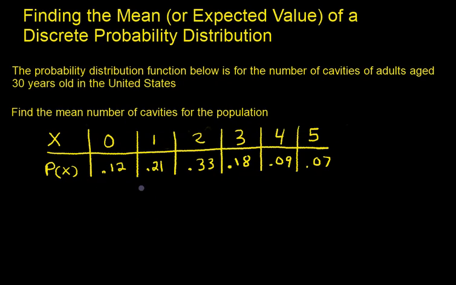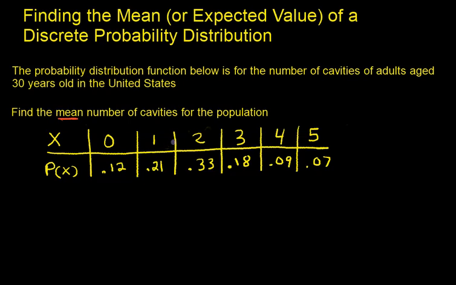Now we can always double check that this is a probability distribution function by adding up all the probabilities, and they should add up to 1. If we were to do that, we do see that these add up to 1. All right, so now let's find the mean number of cavities.